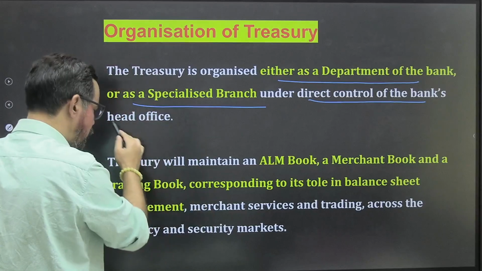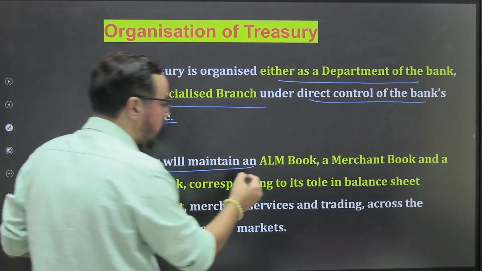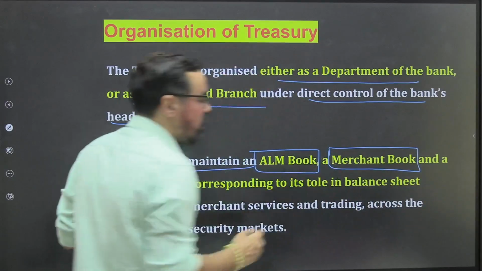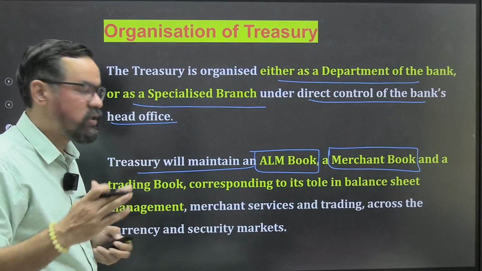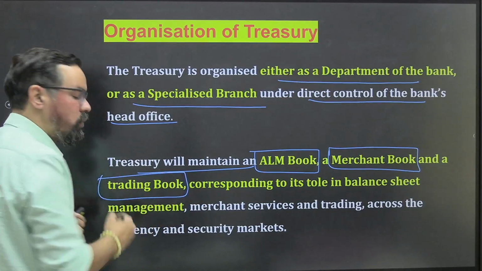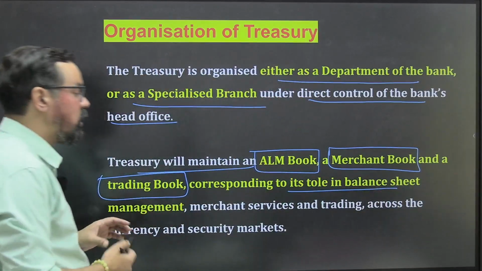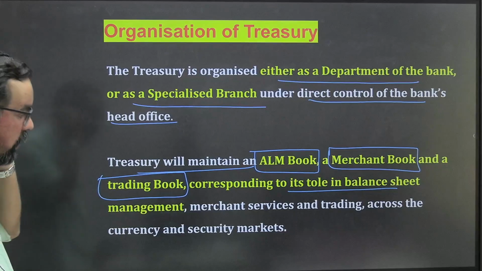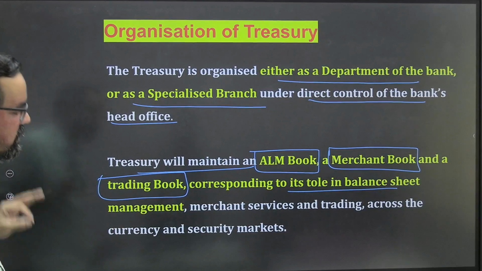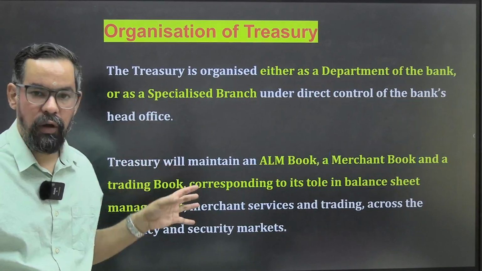ठीक है, सो ट्रेजरी दे आर डायरेक्ट अंडर कंट्रोल ऑफ बैंक हेड ऑफिस। ठीक है, ट्रेजरी विल मेंटेन एन ALM बुक। ठीक है, तो क्या क्या बुक्स आपका ALM, एसेट लाइबिलिटी मैनेजमेंट से रिलेटेड, मर्चेंट बुक आपका जिसमें जो हमारे कॉर्पोरेट कस्टमर्स हैं अदर्स उनकी पोजीशन से रिलेटेड आपका। ठीक है, ट्रेडिंग बुक आपका जिसमें हमारी ट्रेडिंग पोजीशन होती हैं। ठीक है, करस्पॉन्डिंग टू इट्स बैलेंस शीट मैनेजमेंट, merchant services, trading across the currency and securities market. So what is treasury and all that we have discussed?